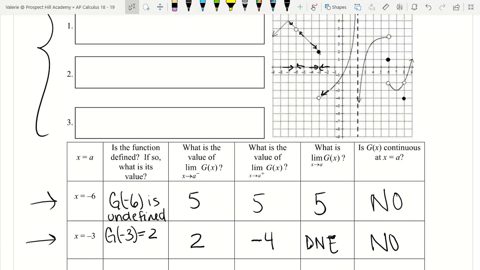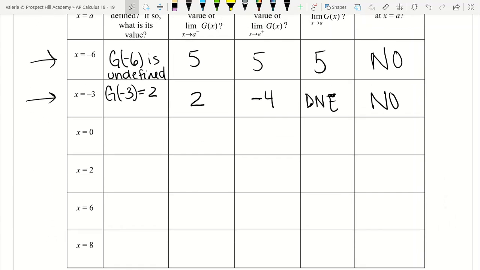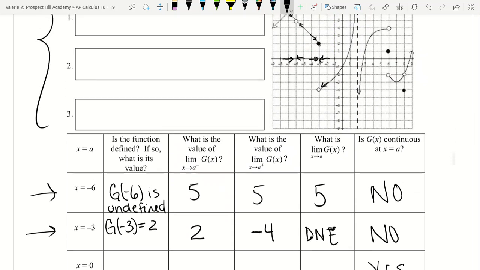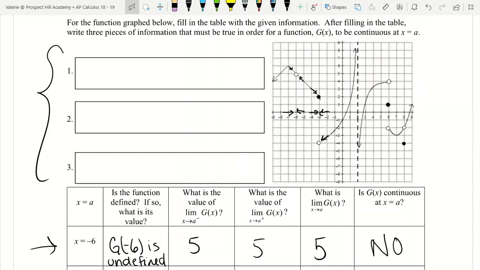What I'm going to do is fill out that last column of the table for all of these values, and you have to figure out what the three pieces of information are that need to be true for that top piece. So you're going to fill out the rest of this table and then try to figure out what three pieces of information must be true in order for a function to be continuous at a value x equals a.